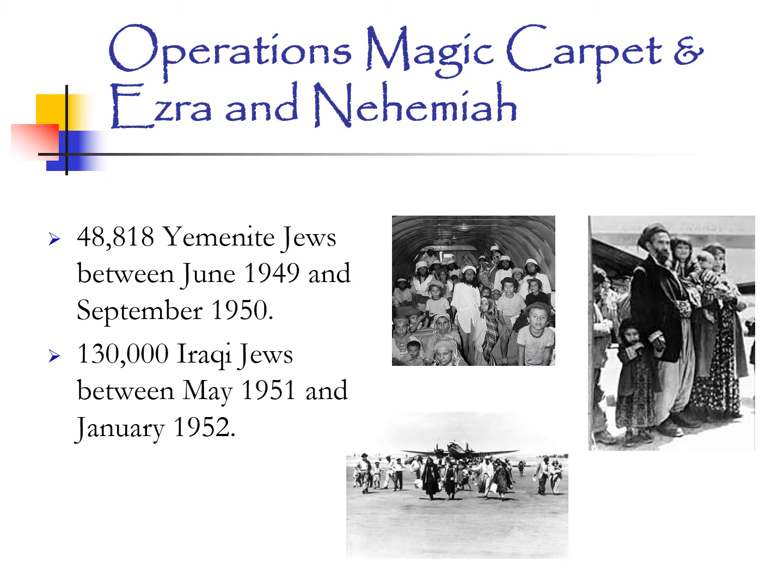Operation Magic Carpet and Operation Ezra and Nehemiah brought in tens of thousands of Jews from different parts of the world. Operation Magic Carpet brought in 48,000, almost 49,000 Jews from Yemen between June 1949 and September of 1950. And between May of 1951 and January of 1952, just 7 short months, 130,000 Iraqi Jews were brought to Israel with Operation Ezra and Nehemiah.